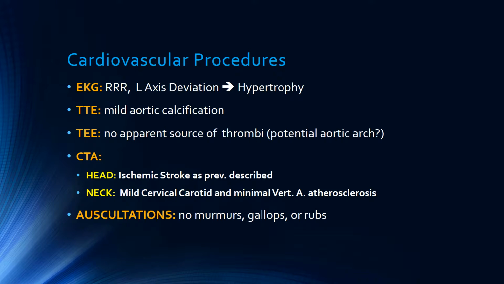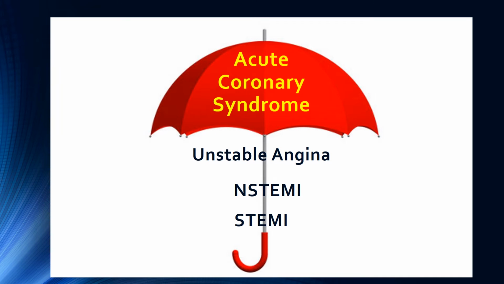Her CT angiogram, again, they were trying to really denote the neurological structures that were supplied and the specific vascular structure that was occluded. In the head, again, it was the same as what they had seen previously, so ischemic stroke as previously described. And then in the neck, she had mild cervical carotid and mild vertebral artery atherosclerosis. The auscultations, there were no murmurs, gallops, or rubs. And so how can we answer these questions? So she didn't necessarily fit the criteria except for the elevated troponins, right? So let's turn to the literature for some answers.